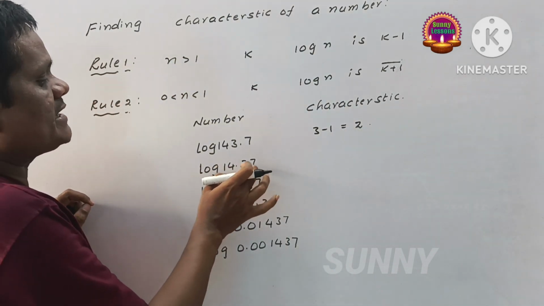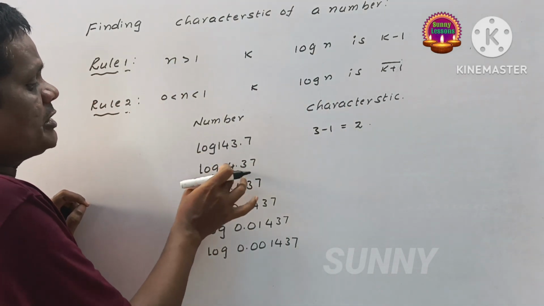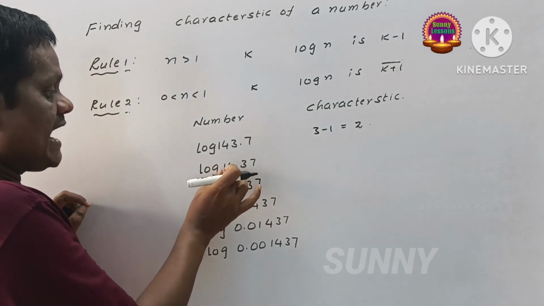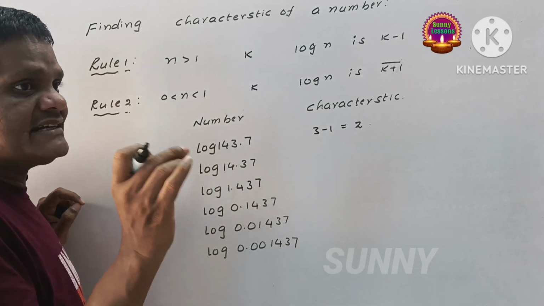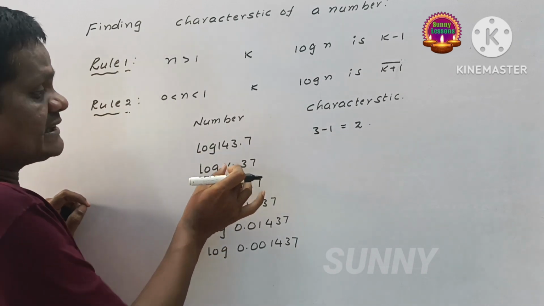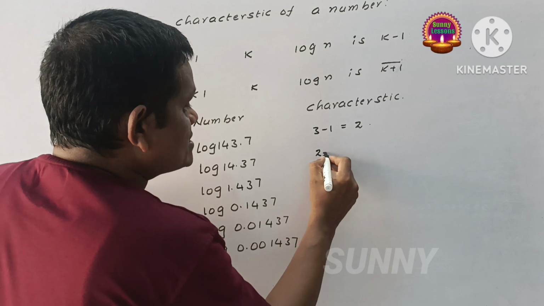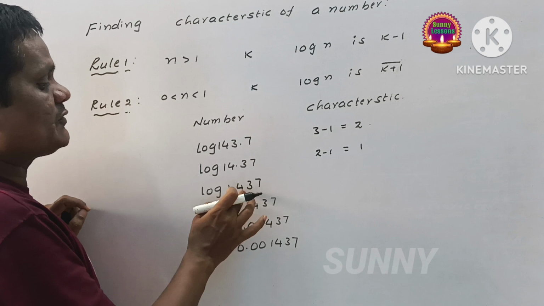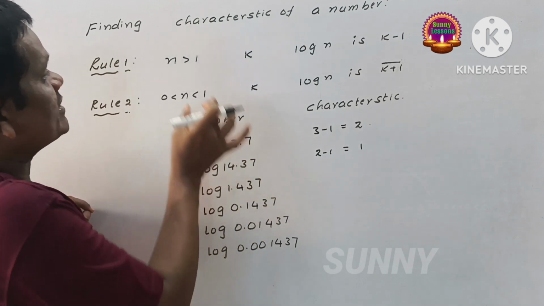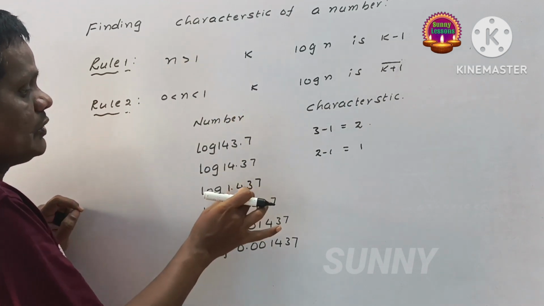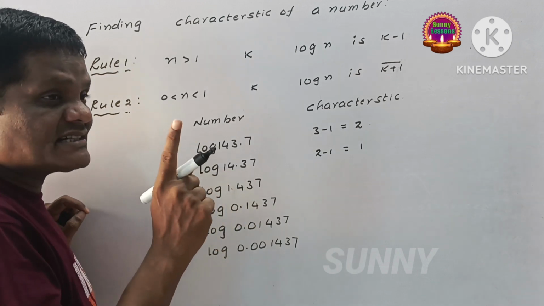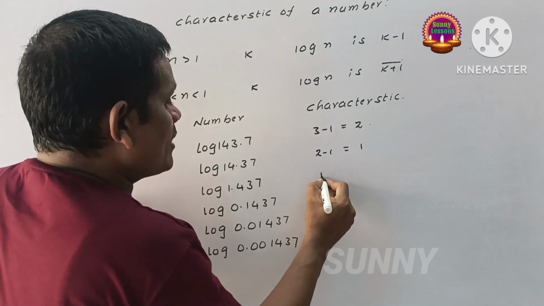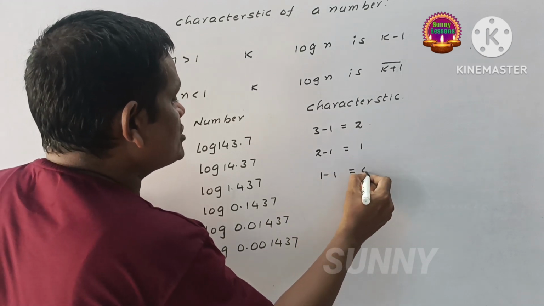Log 14.37. Yes, 14.37 is greater than 1. So here it has 2 digits in its integral part. So the characteristic is 2 minus 1. So the characteristic is 1. Log 1.437. It is also greater than 1. So it has 1 digit in its integral part. So the characteristic is 1 minus 1 is equal to 0.